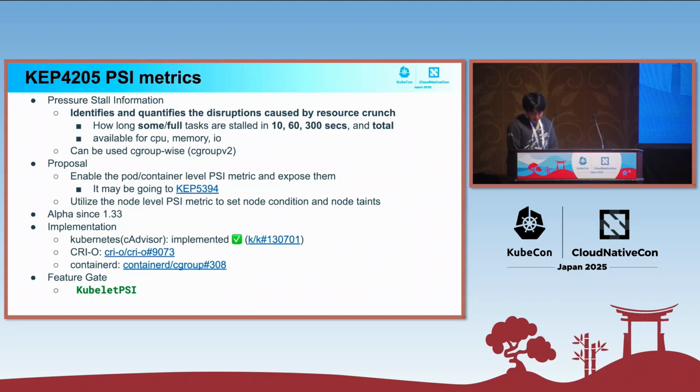CRI-O has an implementation to collect PSI, but it doesn't expose it via the CRI API, so it can be used with the previous KEP's feature gate for now. I couldn't use this feature with containerd as well, and I tested, but apparently it also has the implementation to collect PSI. Sorry, I'm not sure about containerd, so correct me if I'm wrong.